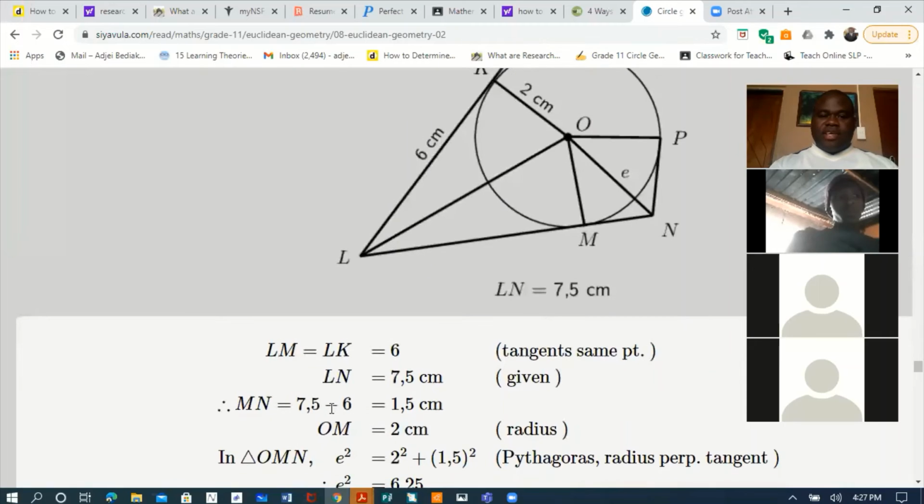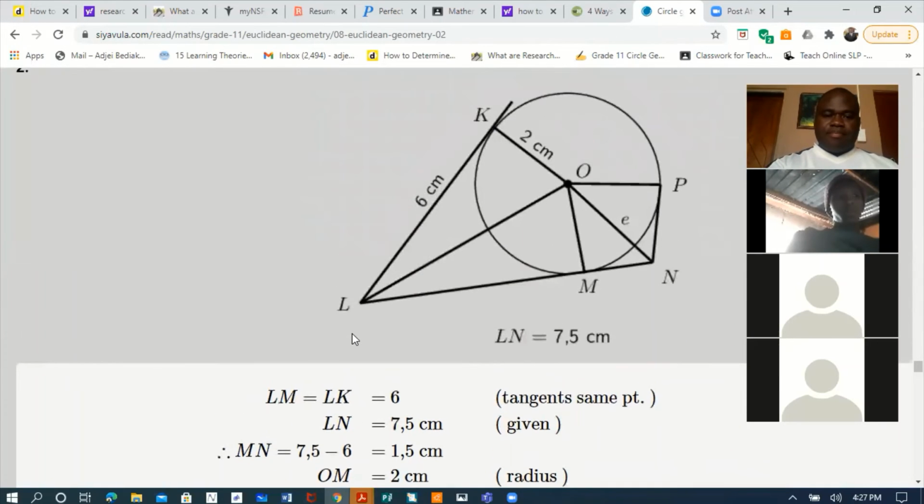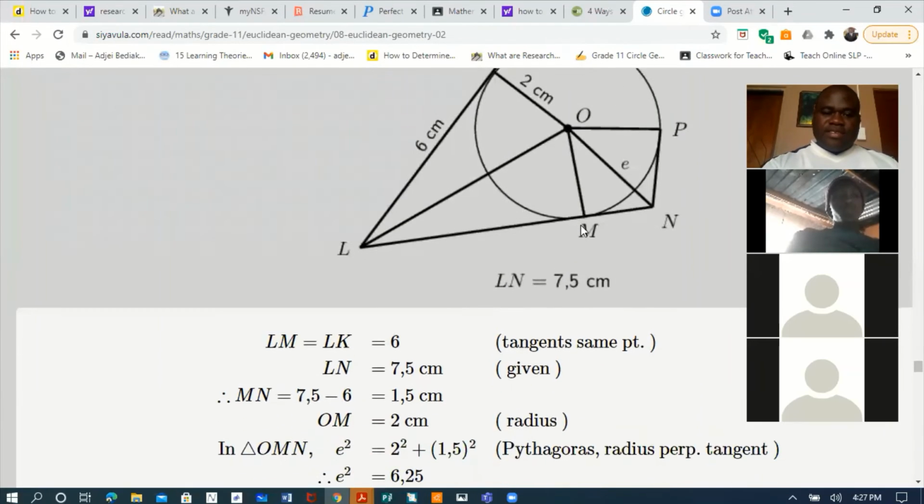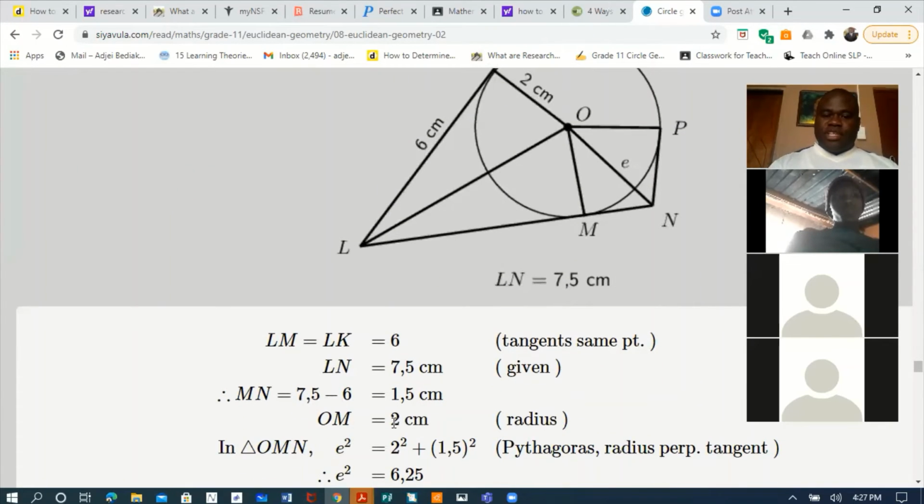And you see it begins with LK, 6 centimeters. LK is 6. And then LM becomes 6. That is exactly what you guys told me, because there are 2 tangents from the same point. Meaning we will get 1.5, which is exactly what you guys told me. And the radius here is 2. So we have that 2 here. You can clearly see the OM is 2.